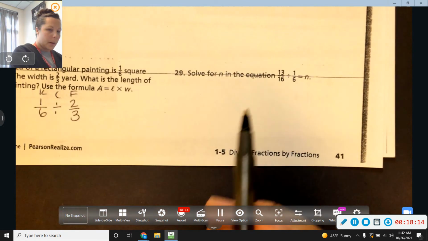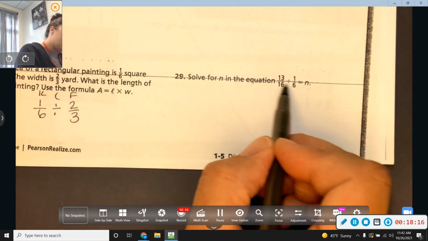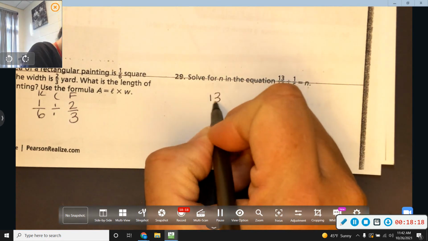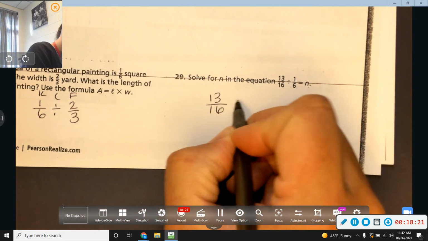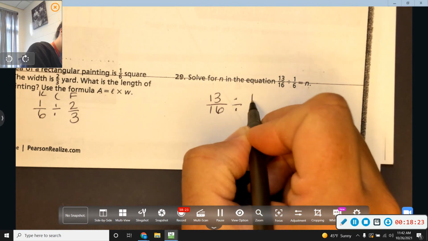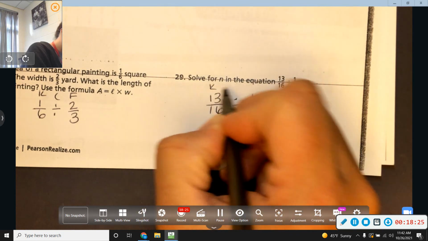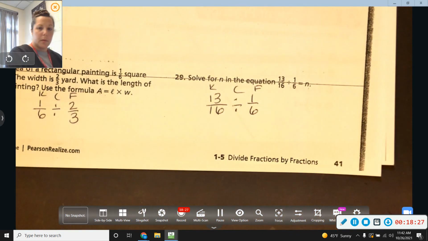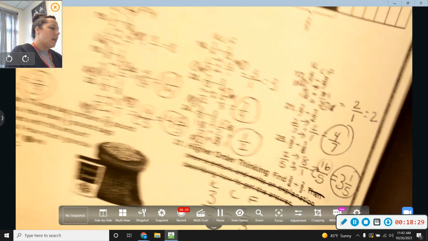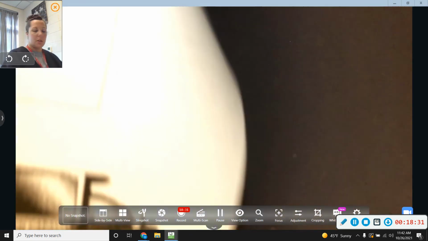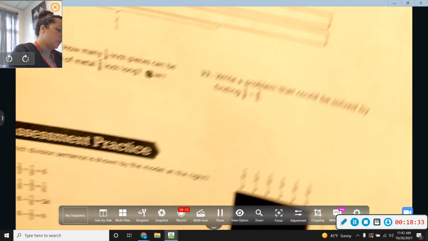Try to solve it. Solve for n in the equation. So basically, just solve this. 13/16 divided by 1/6. Keep, change, flip. Try and solve it. Then we have one left to do, number 32 on the back.